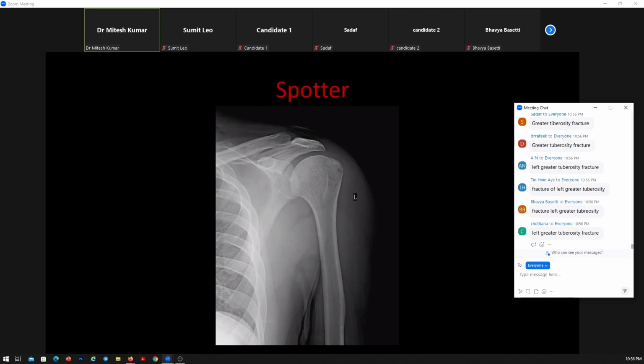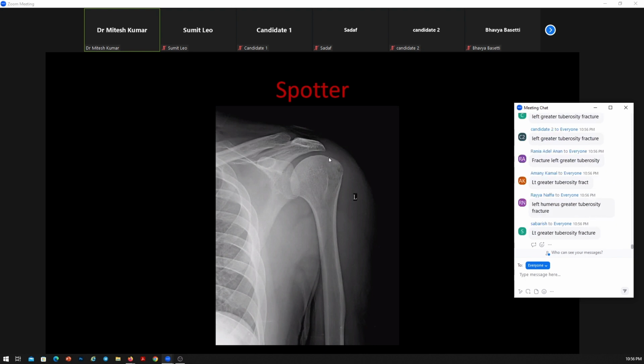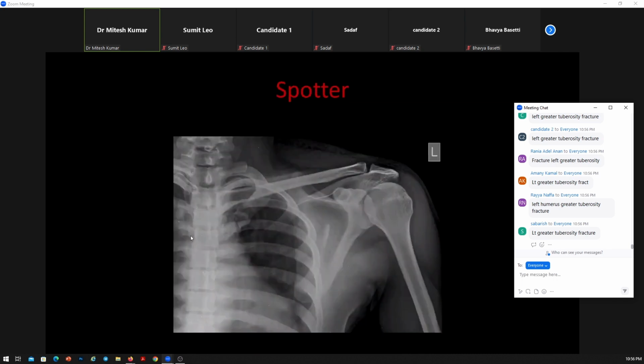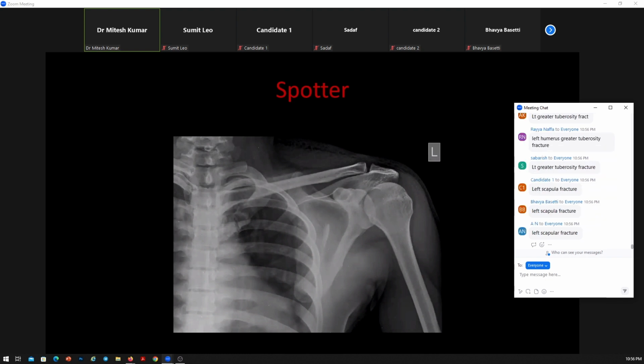Yes, few candidates have written correctly. Fracture of the greater tuberosity. Here clearly we can see a break here, the fracture line here, and the break here. Fracture greater tuberosity. Next case. Please use the checklist.